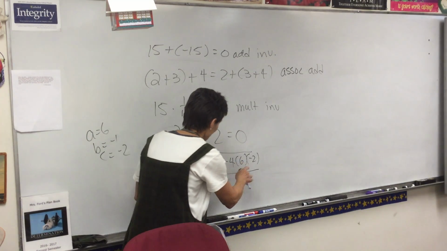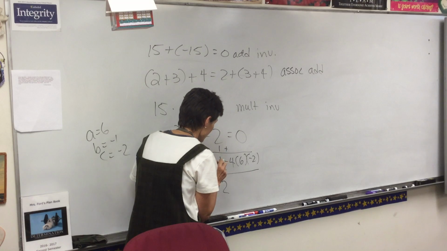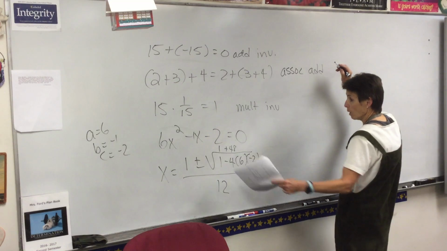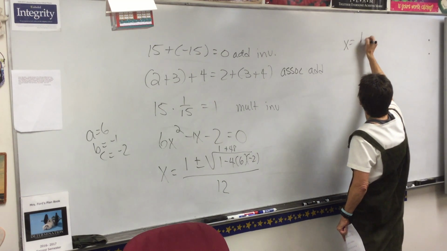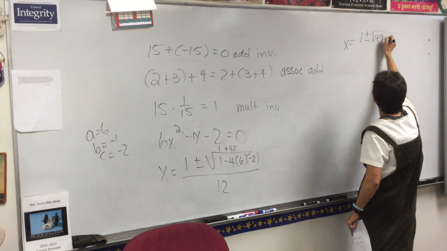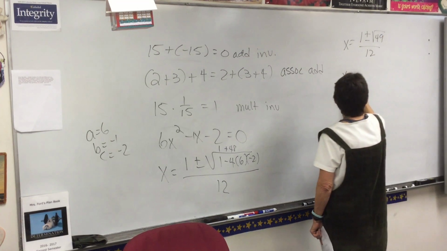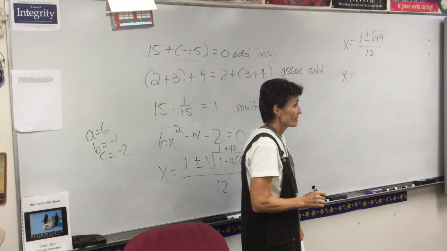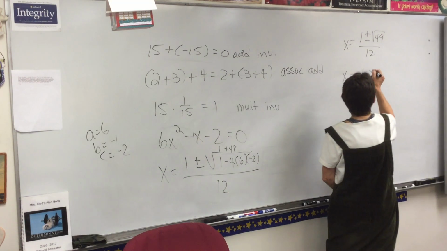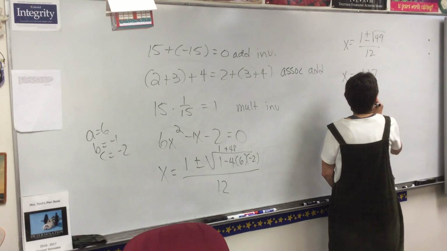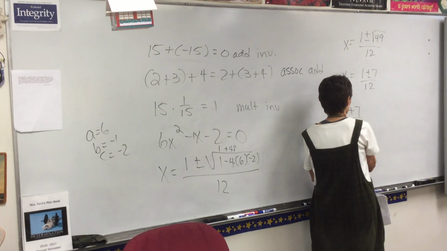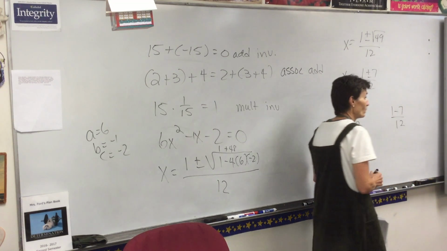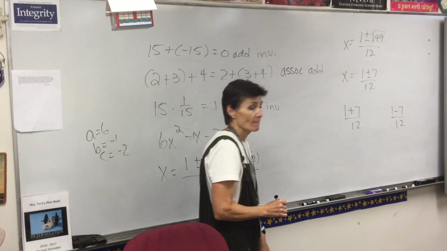All right, so what happens under here? 1 plus 48. Did you get 49? Okay, now 49 is special. The square root of 49 is 7. So I have 1 plus or minus 7 over 12. So 1 plus 7 over 12 will be one answer, and 1 minus 7 over 12 will be the other answer. Can't you just put 1 plus or minus 7?